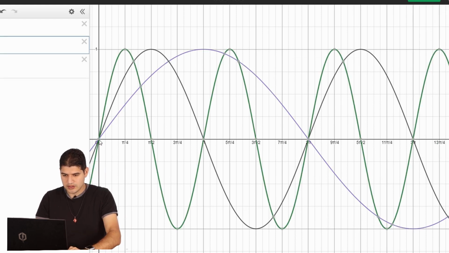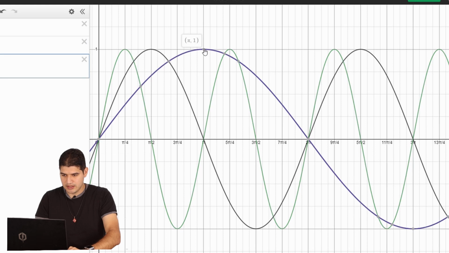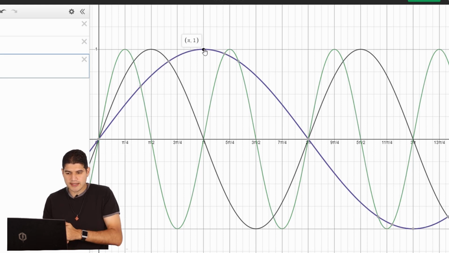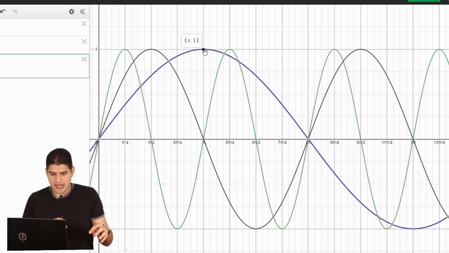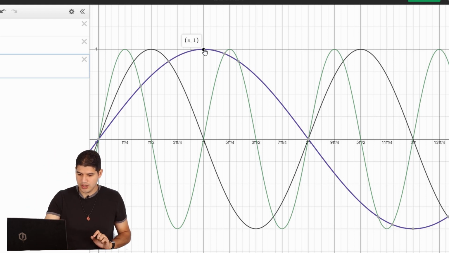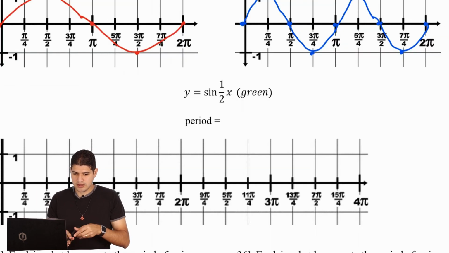All right, so let me get some of these values in, because at pi it's at 1, and then at 0 and 2 pi it's at 0. So let's graph those down. So at 0 and 2 pi, and then at pi it's at 1.